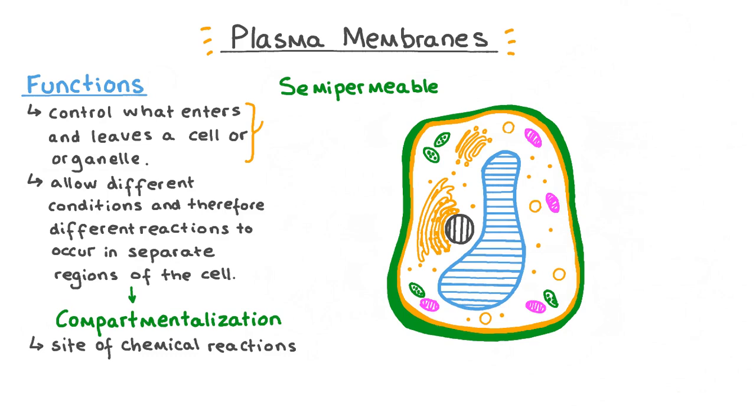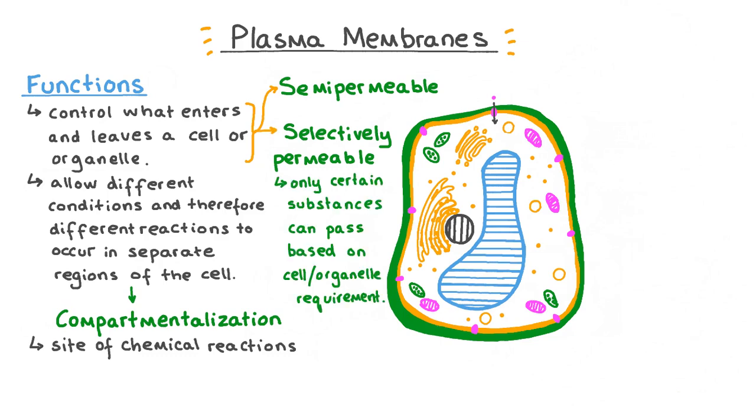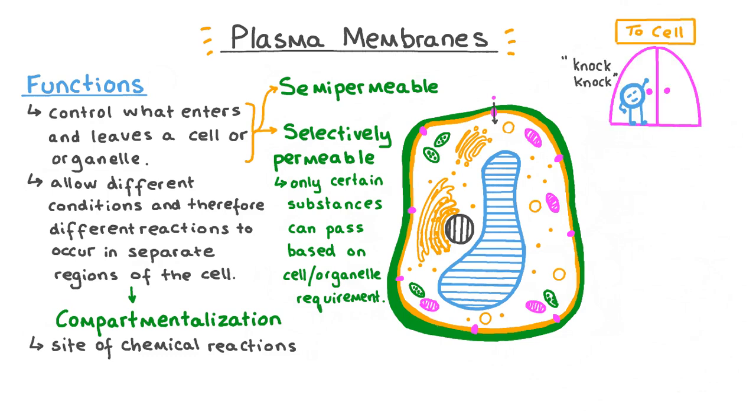Plasma membranes are often described as semi-permeable. This means that only certain molecules can pass through them, using proteins embedded in their surface. And sometimes membranes are selectively permeable. Selectively permeable membranes allow only specific substances to pass them, based on the current requirements of a cell or organelle. Proteins embedded in these membranes can act effectively as doors, which can be locked or unlocked, depending on the current needs. Let's look at the structure of the plasma membrane in more detail.